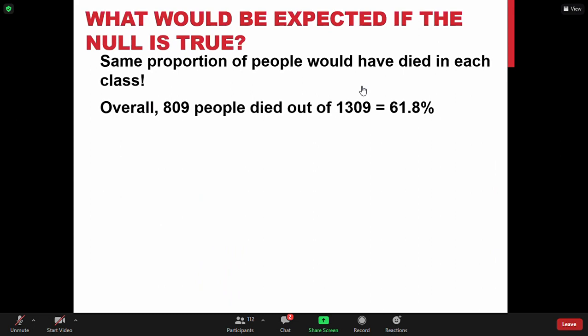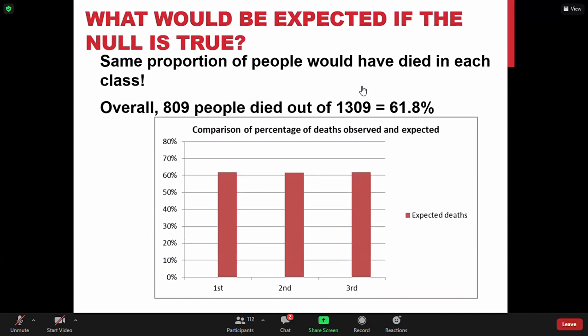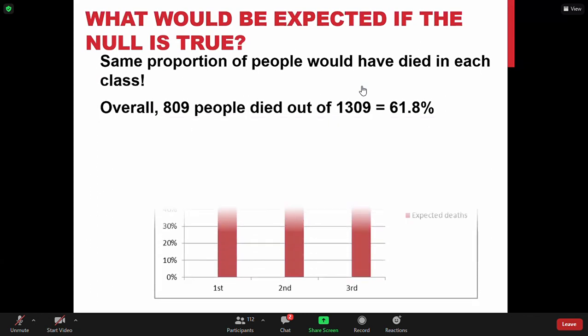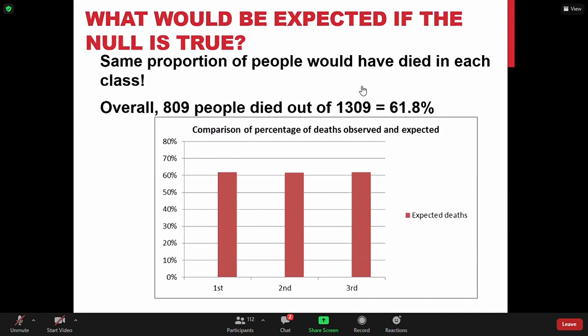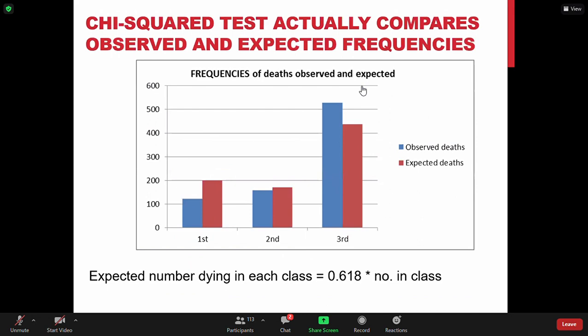So what would be expected if the null is true? The same proportion of people would have died in each class. Next slide, please. Our null hypothesis states that there is no association. So whether you are in the first class, second class, or third class, the chance of dying, or the mortality, is still 61.8%. So that's the null hypothesis. This is similar to the null hypothesis that we want to identify in doing our research. Okay, next slide, please.